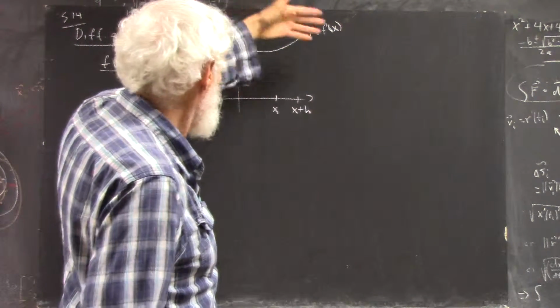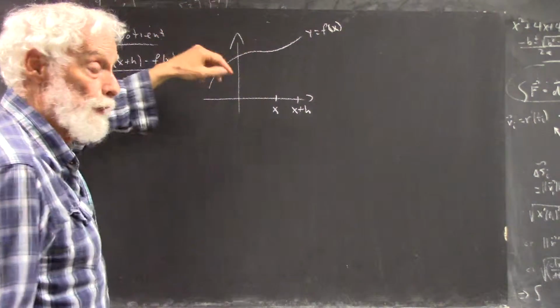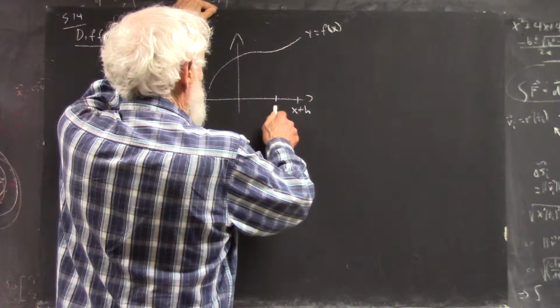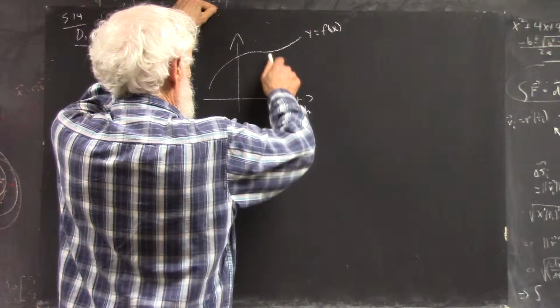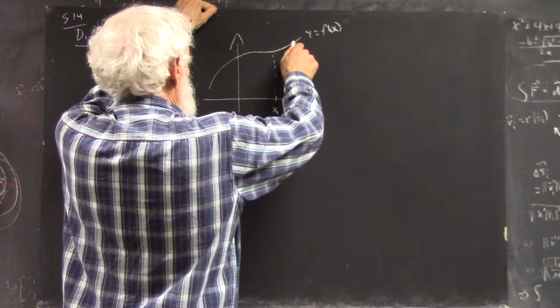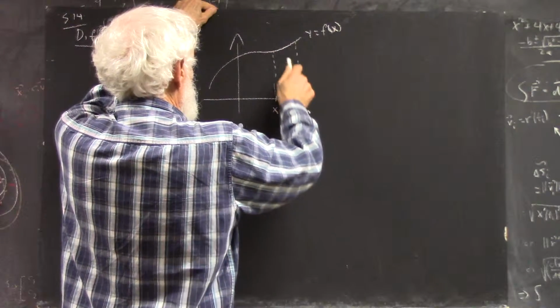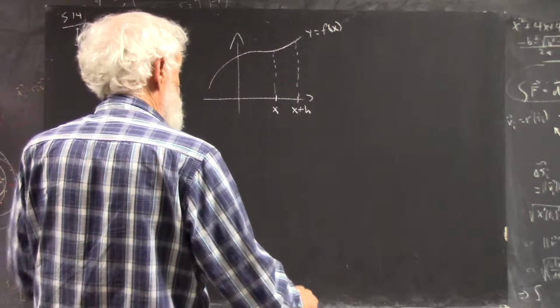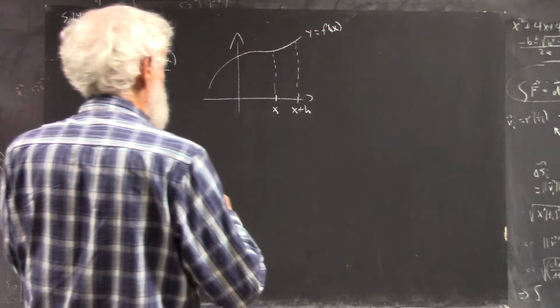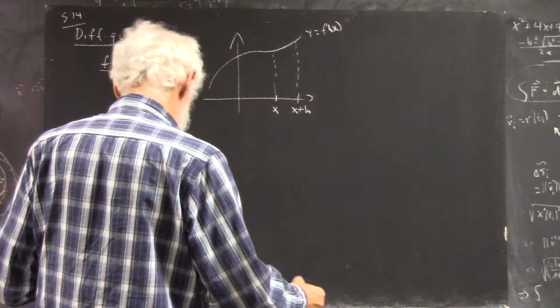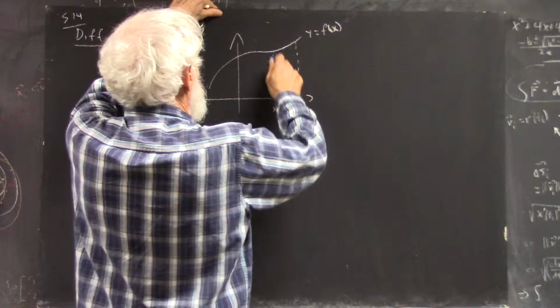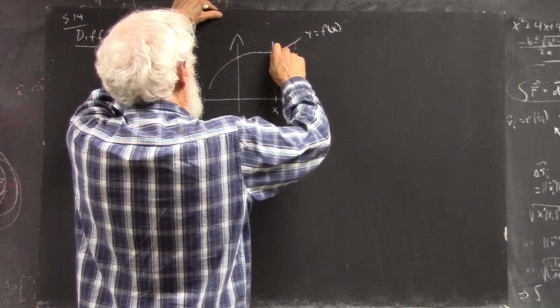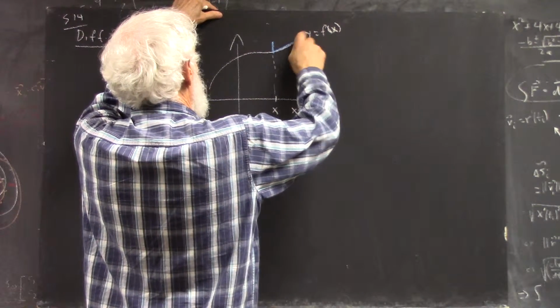So to illustrate, we got the graph of some function y equals f of x. We got a point here that's x. We got a point here that's x plus h. We sketch what we call the fundamental triangle corresponding to the interval from x to x plus h. And that triangle has a hypotenuse that runs from this point of the graph to this.